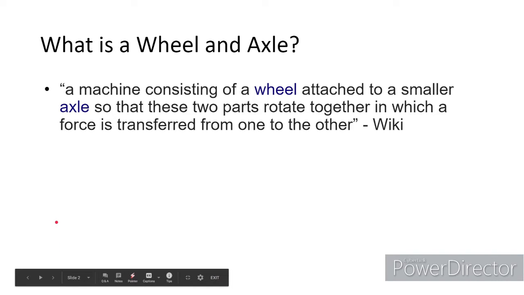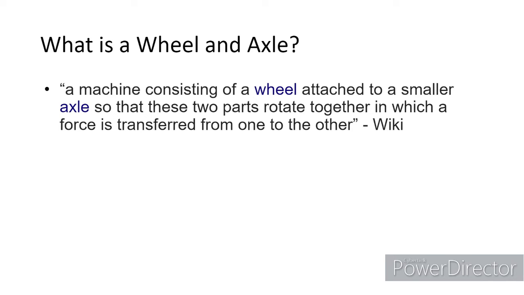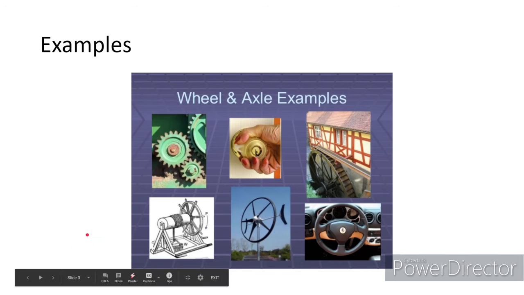So what is a wheel and axle? A wheel and axle is a machine consisting of a wheel attached to a smaller axle so that these two parts rotate together, in which a force is transferred from one to the other. We can actually look at an example on this next page and get a better idea of what that is.